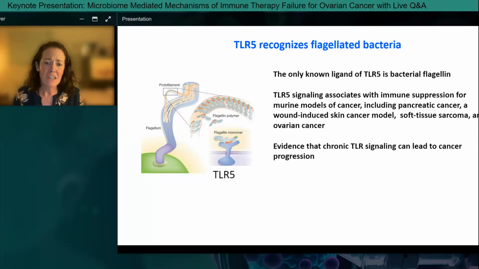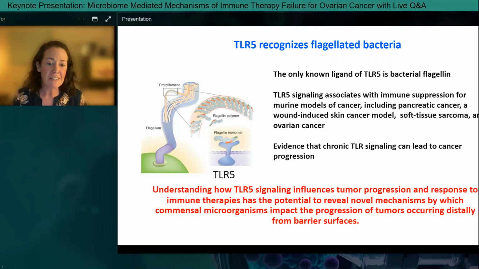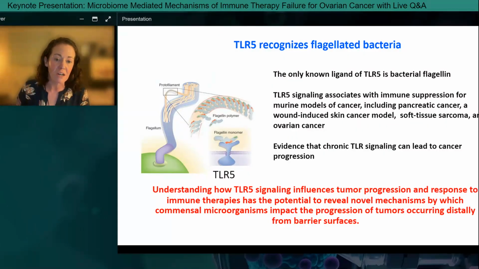And this is aligned with recent studies that have demonstrated that chronic TLR signaling can actually lead to cancer progression. And so we believe that understanding how TLR5 signaling influences tumor progression in response to immune therapies really has the potential to unveil therapeutic or mechanistic pathways that we can target that involve the commensal microbiome, that help us to create therapies for these solid tumors that are occurring distally from barrier surfaces.